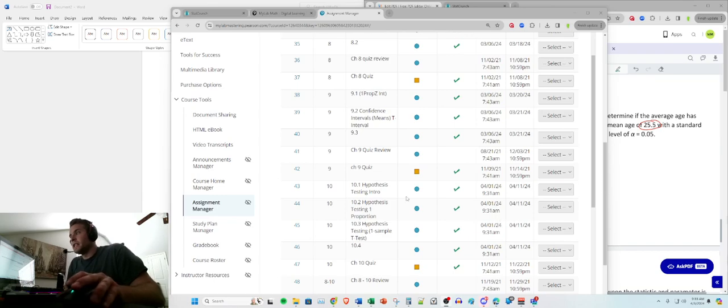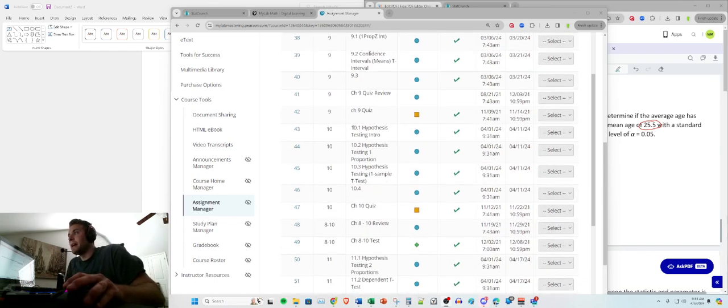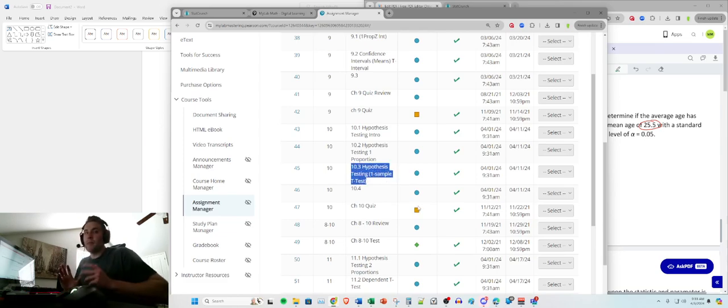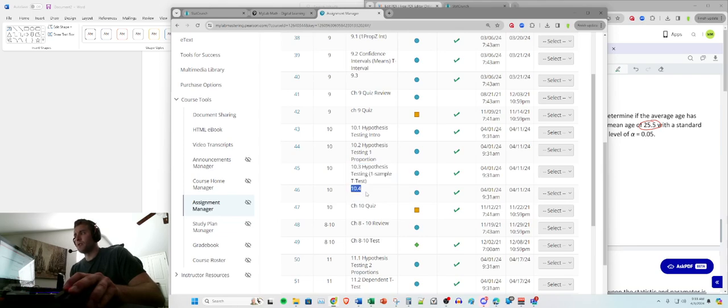So I want to talk about the assignments that are on MyMathLab. I know that 10.1, you should be good. 10.2, you should be good. We did proportions just fine. This is what we learned today, 10.3, a one sample t-test. That's what we just learned, and you've seen how to do it with summary or data. And then 10.4 is just going to be a mixture of proportions and t-tests. So you have to read the scenario and decide which tests you need to use.